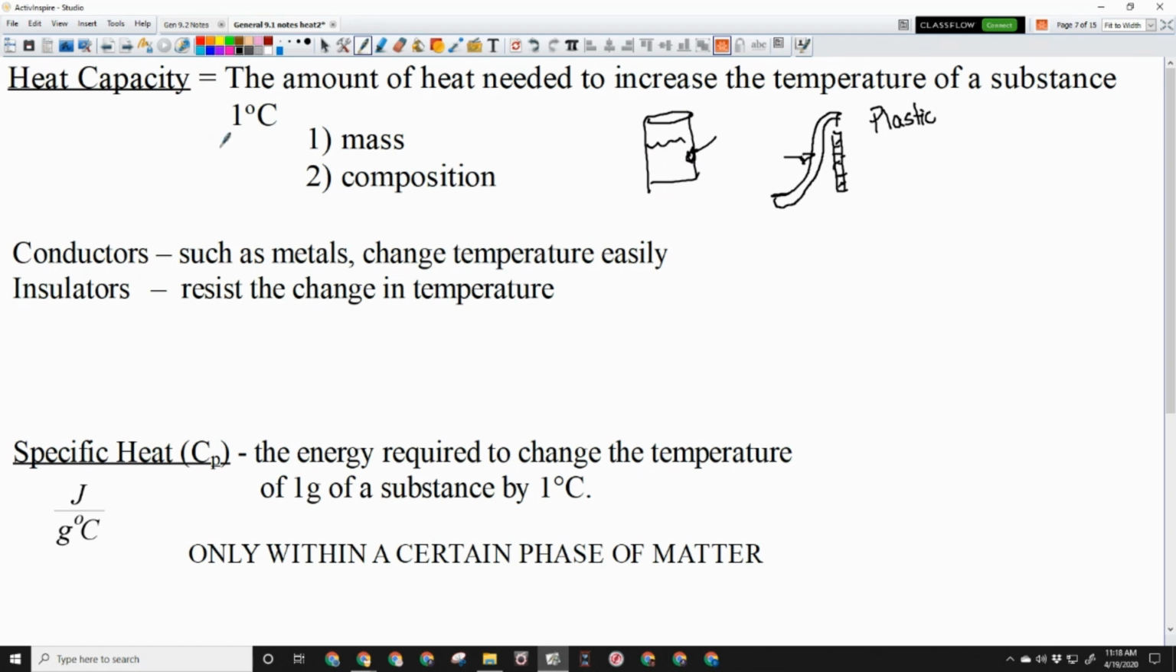All right, so that's heat capacity, the amount of heat that's needed to increase the temperature of a substance by 1 degree Celsius. It depends on two things: the mass of the substance and the composition, what it's made of. And that brings us to, is it a conductor or an insulator? So a conductor of heat, a good conductor, is going to be like a metal. It changes temperature very easily.